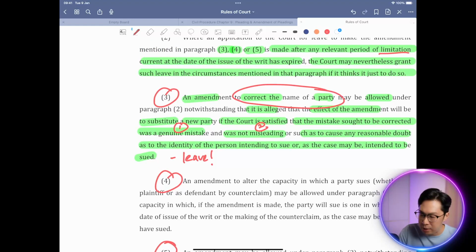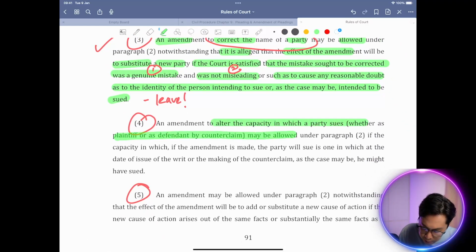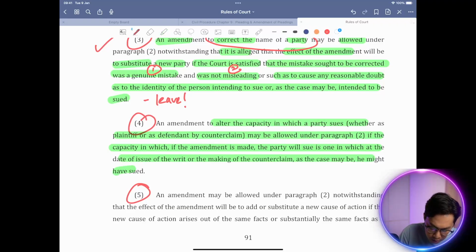So what is this? Correct the name of the party. Allowed after limitation period. Second one, alter the capacity in which a party sues, which will be allowed if the capacity amendment made is one in which the party could have sued on the date of issue. Allowed. Need leave also.